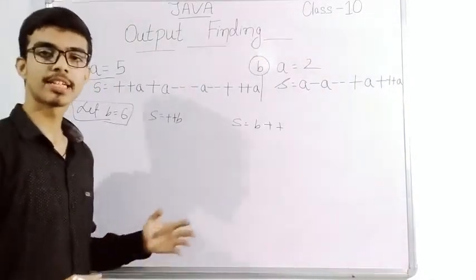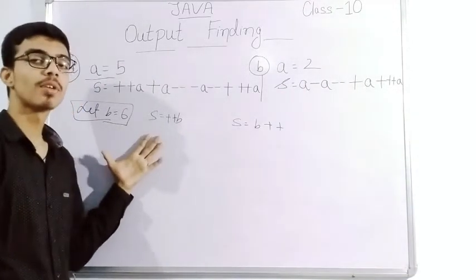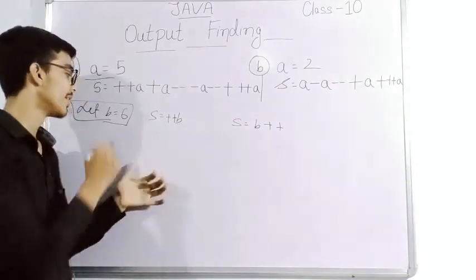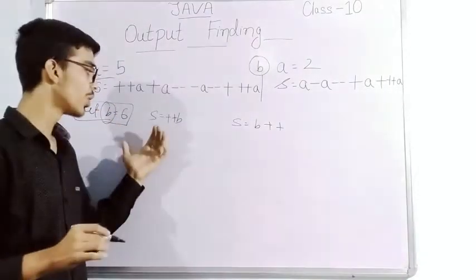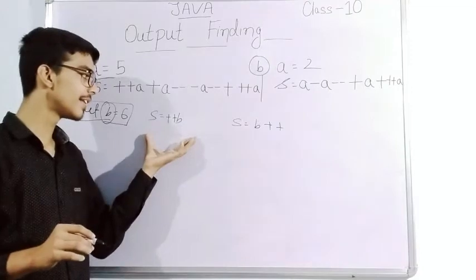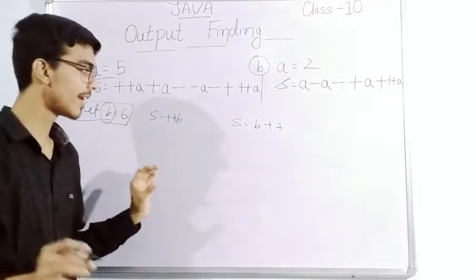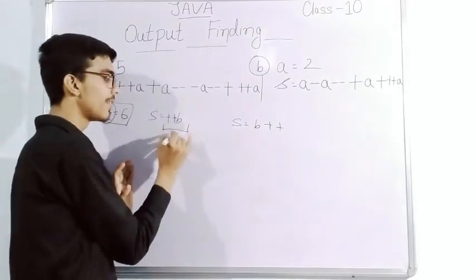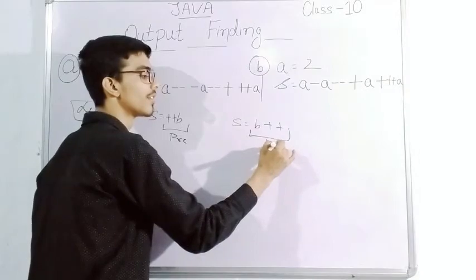So we come to our next part of this, where we have taken one value, b is equal to 6. In this variable b we have stored the value 6. So s, here it is written that s is equal to ++b. We have to understand that this is prefix and this is postfix.